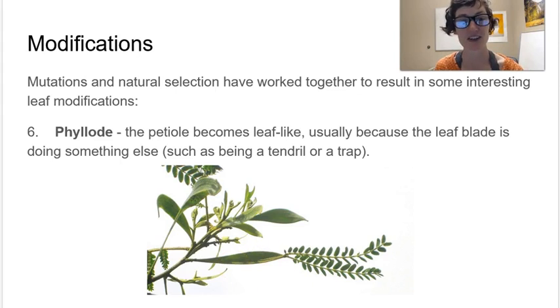Okay, so that's all the leaf modifications I'm going to go over. There are tons. Plants do lots of cool stuff. So I'm pretty excited to go look through the organ modification lab and see what came out of that. So that's the end of the anatomy portion of botany. We're now going to move on into broader concepts of ecology and interactions.